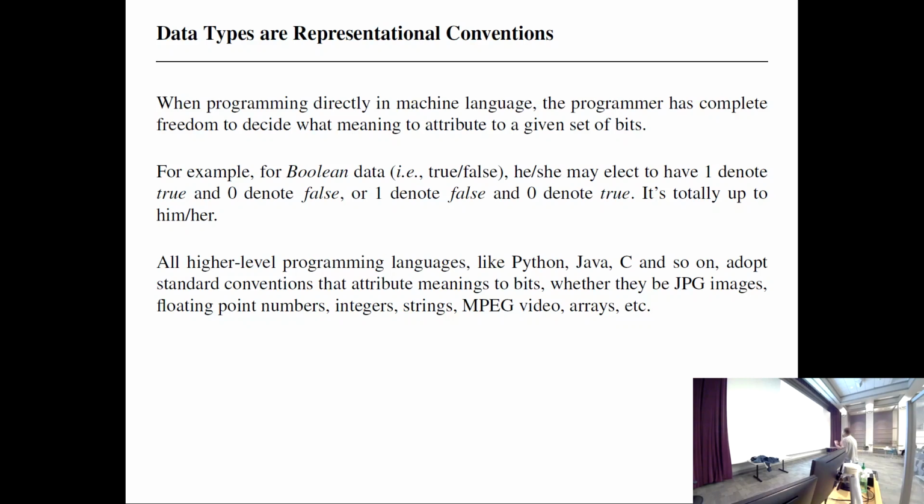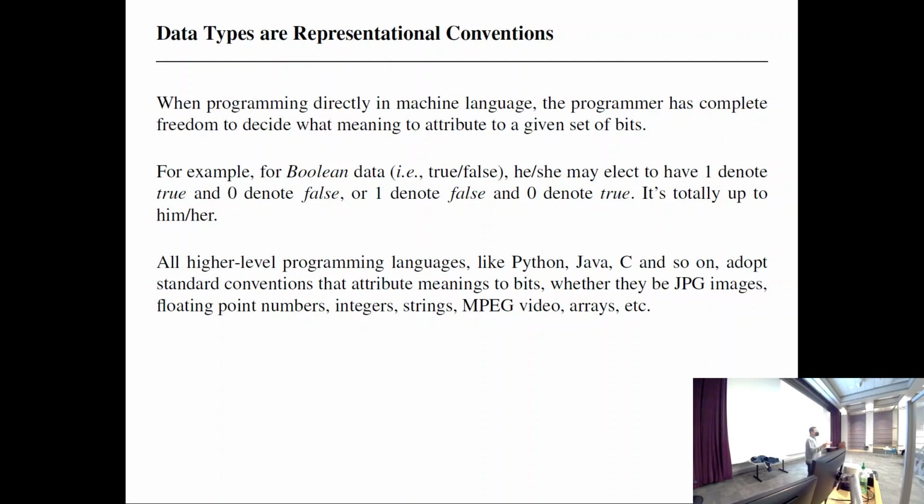The beauty of these higher level languages, like Python and all the other languages you can think of, is that they adopt a set of meaningful conventions, sometimes shared across multiple languages, so that I don't have to worry about the 1s and the 0s. I want to represent true, call it true. I want to represent an image, there's a way of doing that. I want to represent a string of characters, there's a way of doing that. And all of these languages have these conventions that attribute meaning to collections of bits.